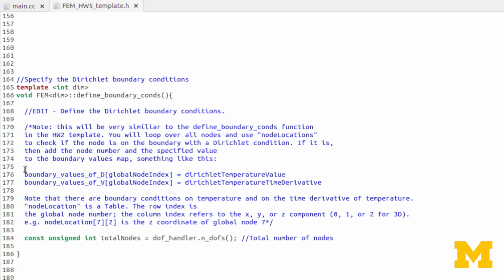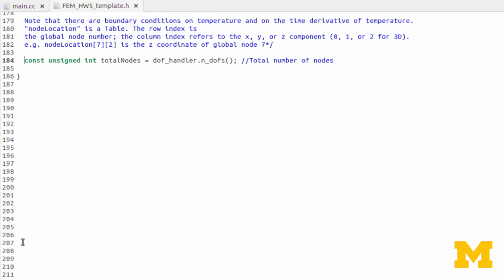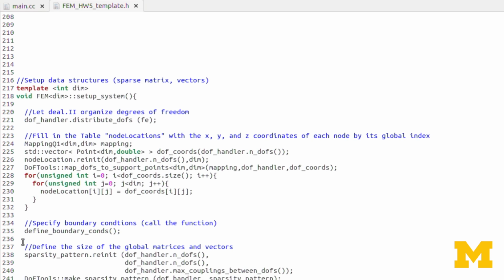So you'll be doing a similar loop to check where your node is to see if it is at a Dirichlet boundary. If it is at a boundary, you'll put that information into these two maps using the global node index, which is the same as the degree of freedom index for this scalar problem. And you'll pass in the prescribed temperature value and the temperature time derivative, which again we said would be 0 when you have a fixed temperature. All right. So that will take care of your boundary conditions.